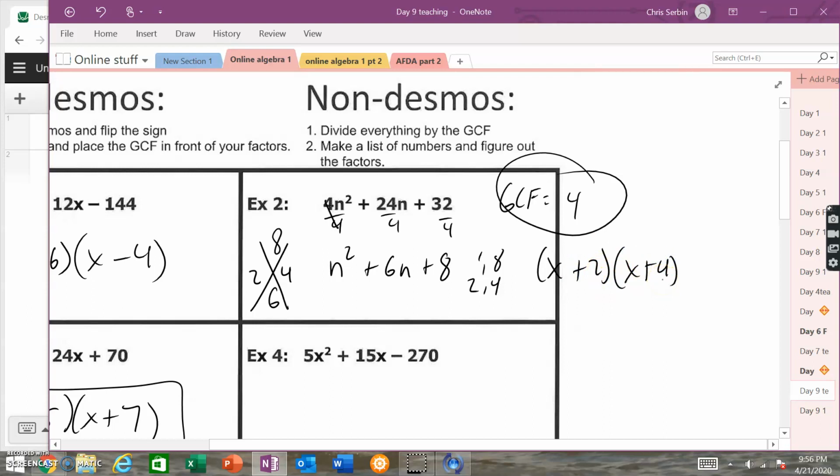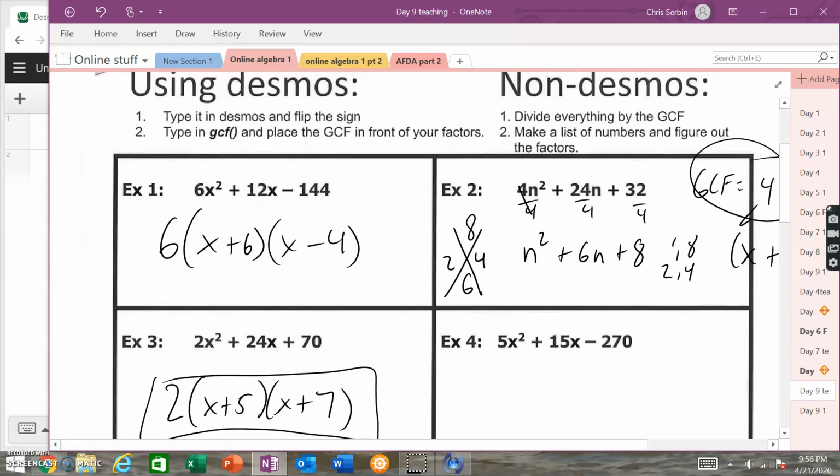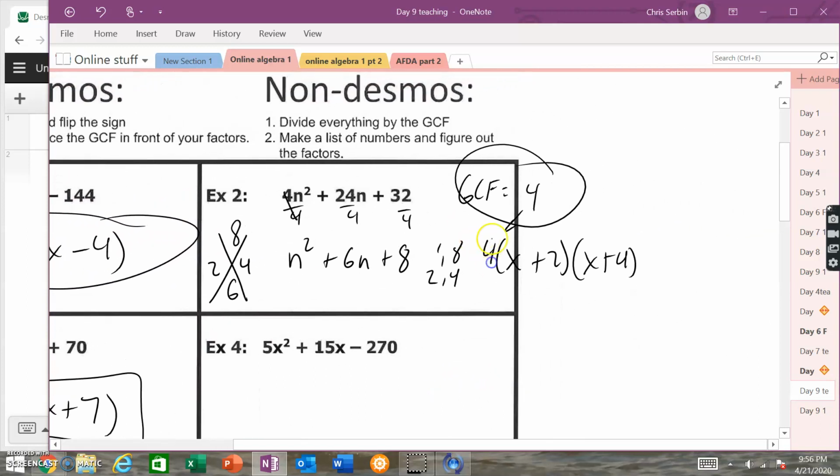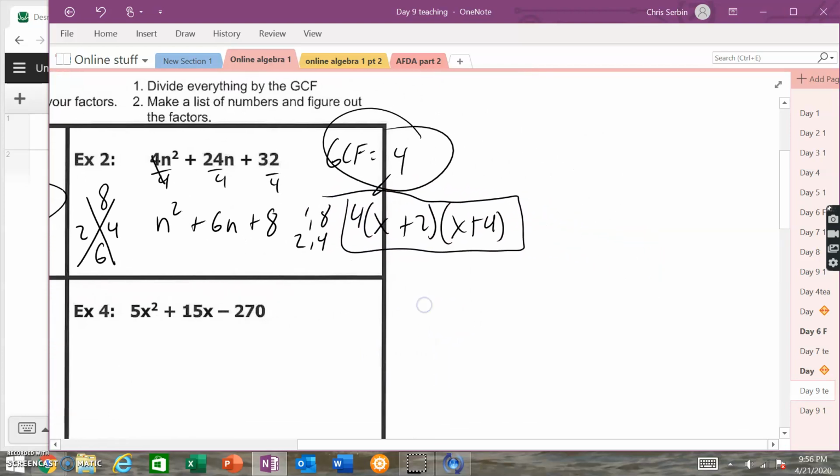Do remember, you only switch the signs if you're using Desmos. If you're using this method, don't switch the signs. And then this greatest common factor comes out front like it did over here in examples 1 and 3. So my greatest common factor is 4. So it's 4 and then x plus 2, x plus 4. I can multiply that to double check.